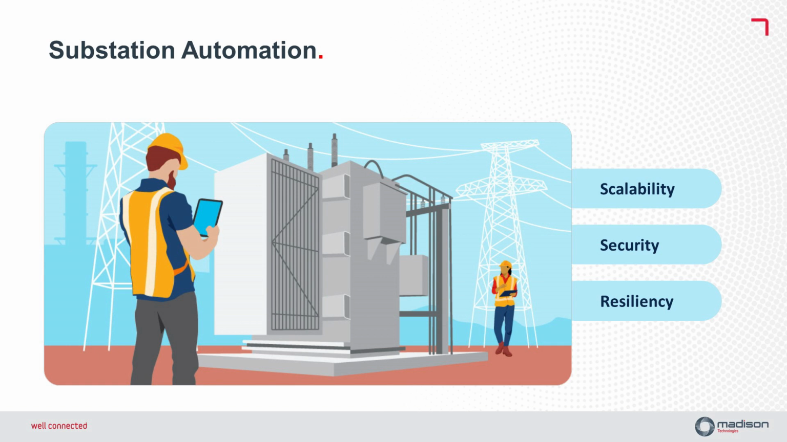Substation automation is an electrical delivery system integrated with sensors, communication, and information technology to automate and monitor the operation of an electrical substation. It can help enhance scalability, security, and resiliency of grid operation. Now, let's take a look at the substation automation reference architecture.